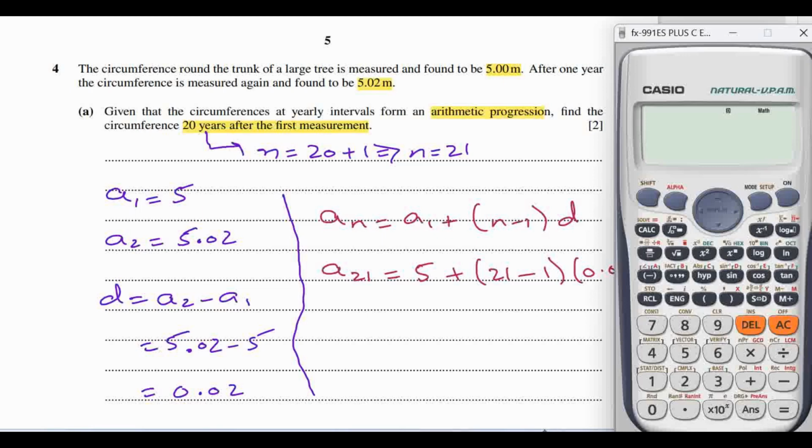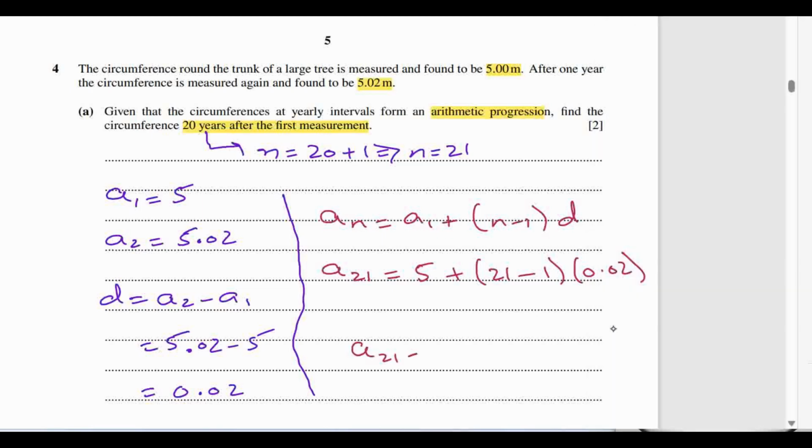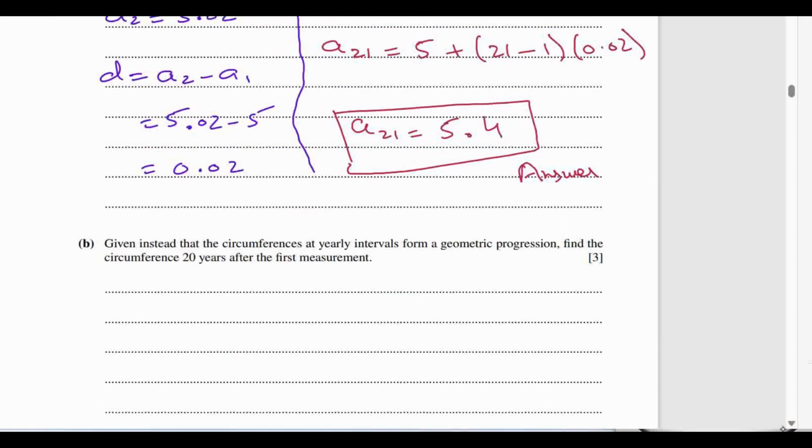Now we can directly use the calculator over here. So this will be 5 plus 20 into 0.02, bracket close. So this will be equal to 5.4. So a21 is equal to 5.4. So this will be the final answer. I hope that the concept is clear.